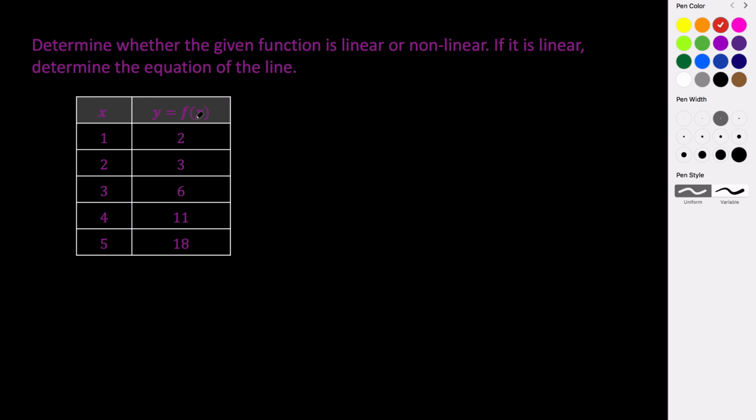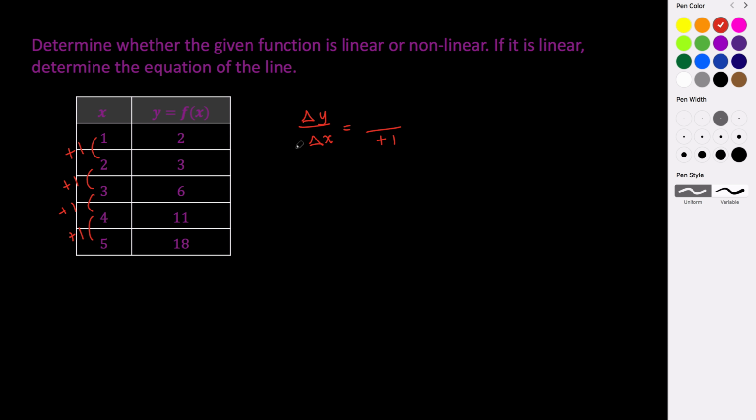Again, for this example, we want to determine whether the given function is linear or nonlinear, and if it is linear, we want to write the equation for the line. So again, for all of these x values, we can see that they are increasing by 1. We're just adding 1 to every single x value to get the next x value here. So really, we know that for all of these, the change in y over the change in x, we can see that our change in x is always +1.